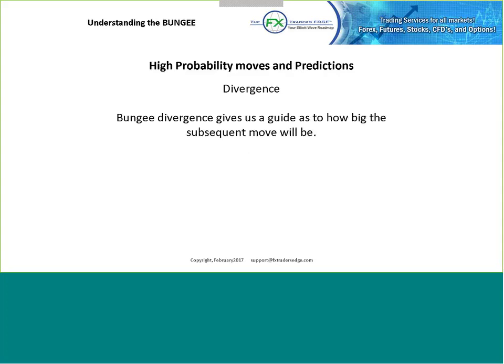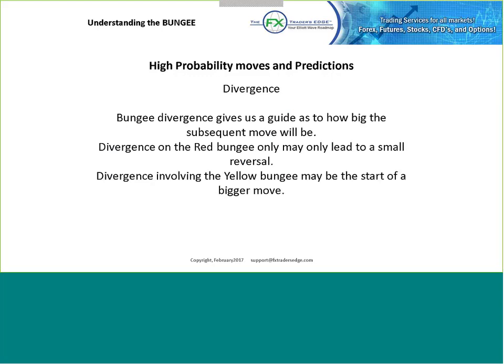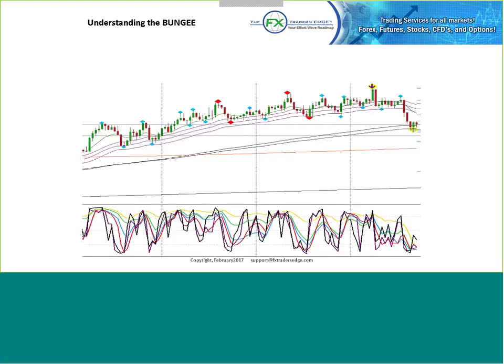And we're going to look at divergence. Bungee divergence can give us a guide as to how big the subsequent move will be. I don't know if you've ever noticed that. But divergence on the red bungee only suggests that the subsequent move may be a relatively small reversal. But if we can get divergence involving the yellow bungee at the other end of the scale, this could be the start of a bigger move. And I think both those are illustrated on this chart.